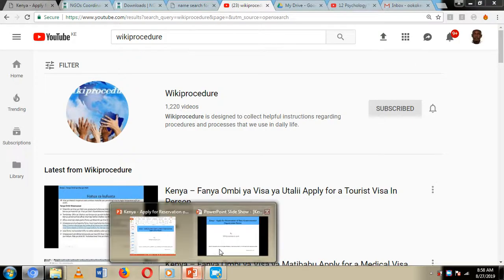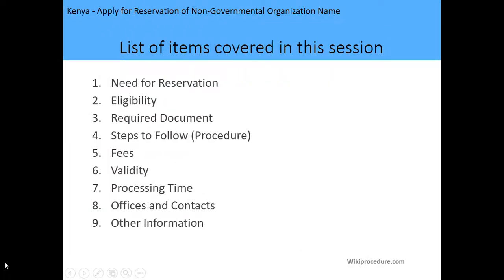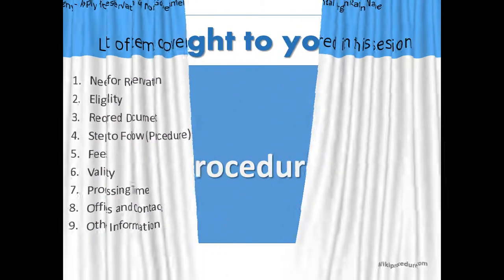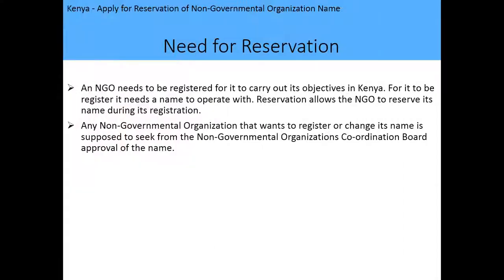So let's get back to our presentation, and the list of items which we're going to cover in this session include the need for reservation, the eligibility criteria, the required documents, steps to follow in making the applications, the fees, validity period, processing time, office location and contact information, and any other information that we may find is relevant on how to apply for reservation of a non-governmental organization name. So welcome to our presentation today, which is brought to you by wikiprocedure.com.